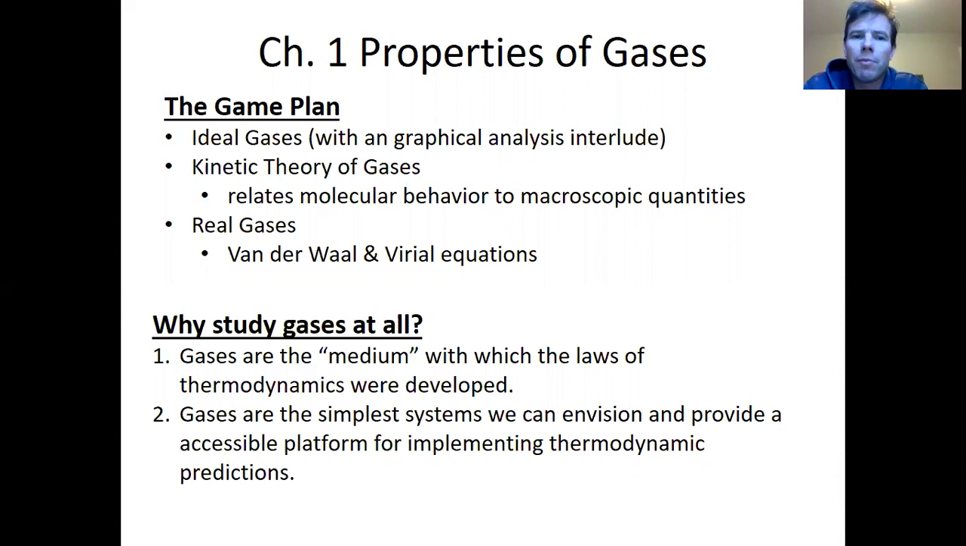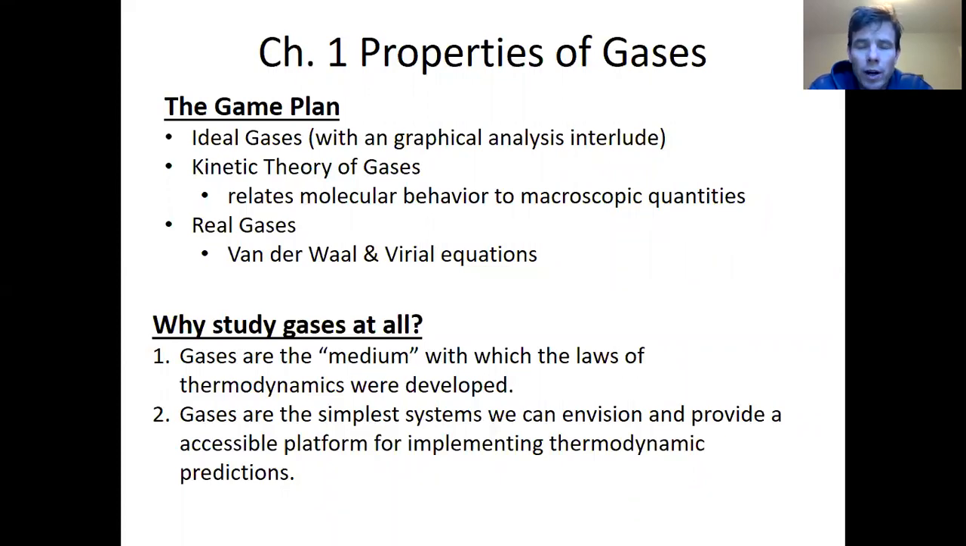We're starting in chapter 1, the properties of gases. Here's the game plan. We'll talk about ideal gases, hopefully familiar to you. We'll talk about the kinetic theory of gases, which relates molecular behavior to these things that we can measure. Gases. And then we'll talk about real gases, specifically the van der Waals and virial equations.